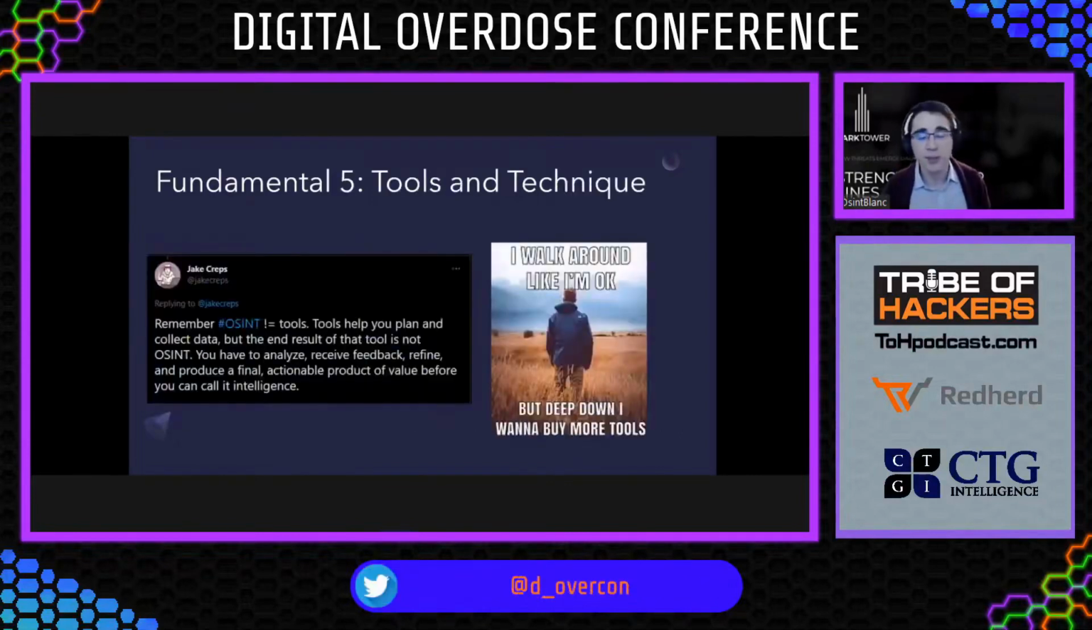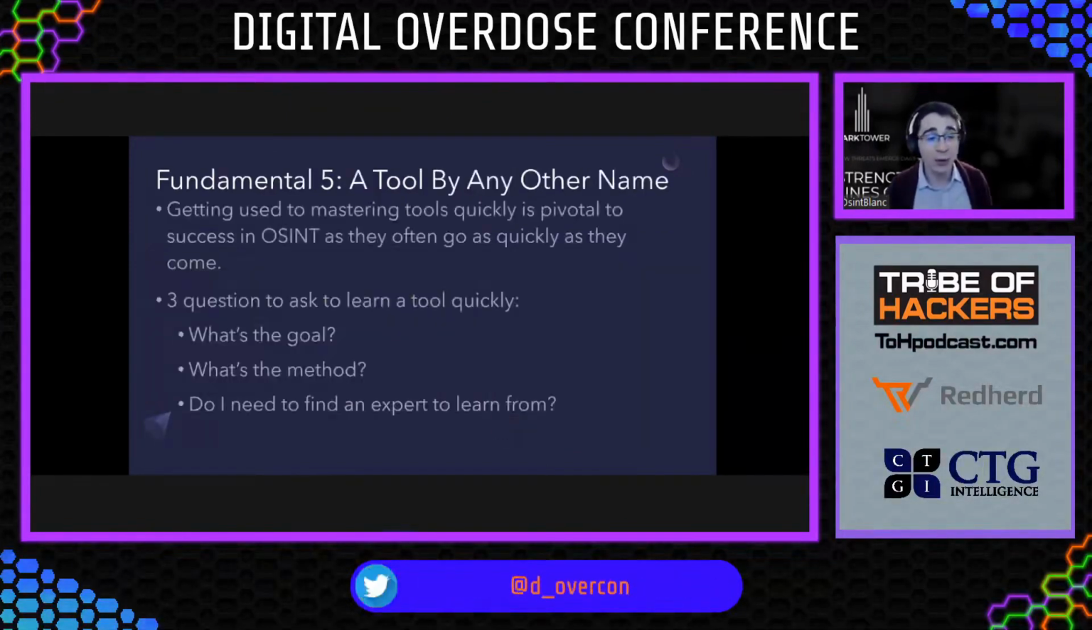The fifth fundamental is tools and techniques. My teammate from Dwayne the Suck Johnson, Jake Krebs, he says, remember, OSINT doesn't equal tools. Tools help you plan and collect data, but the end result of the tool is not OSINT. You have to analyze, receive feedback, refine, and produce a final actionable product of value before you can call it intelligence. I think that is very wise words.